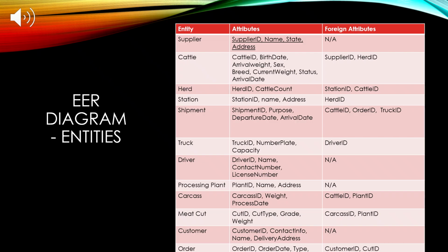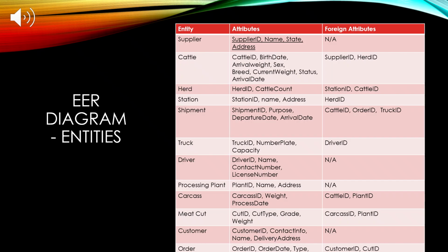We have our supplier entity, which has the attributes supplier ID, which would be the primary key, the name, the state, and the address, and it would have no foreign attributes. For the cattle entity, it would be the cattle ID, birth date, arrival weight, sex, breed, current weight, status, and arrival date. For the foreign attributes, it would be the herd ID and the supplier ID. For the herd, herd ID would be the primary key, and a cattle count, with the station ID and the cattle ID as foreign attributes.